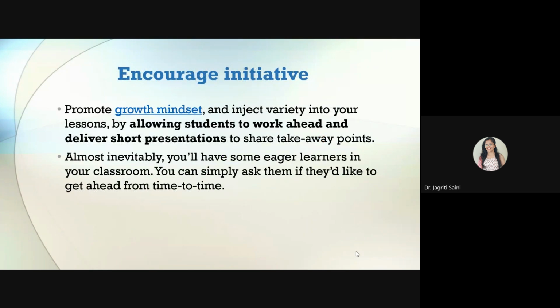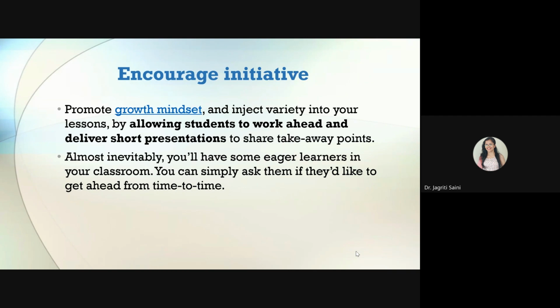And next to this, we need to encourage initiatives. We need to promote a growth mindset, and we need to allow students to work ahead and deliver short presentations. We need to be interactive in the class. Instead of always teaching them, just give them the opportunity to teach sometimes. Just give them the opportunity to feel that sense of responsibility as a teacher.